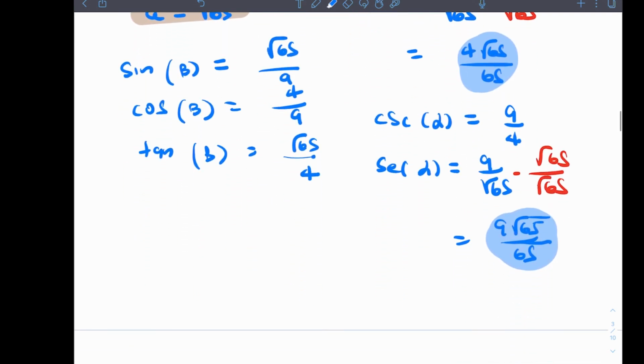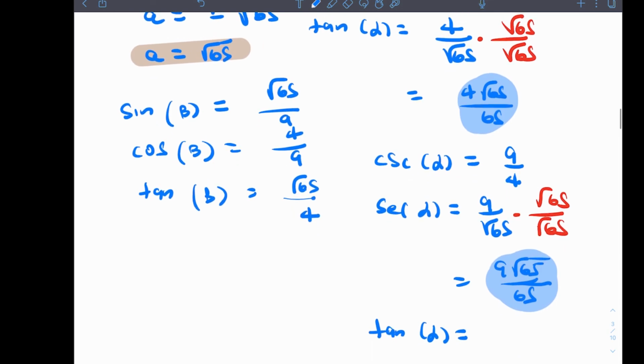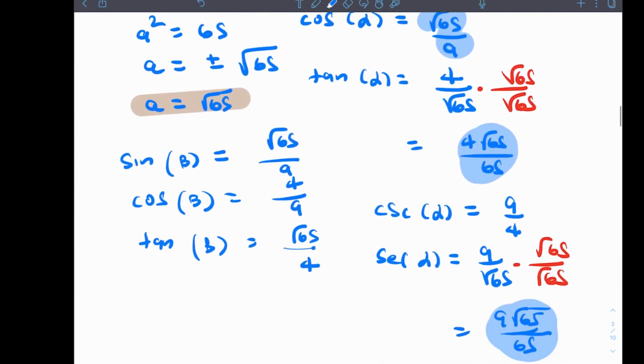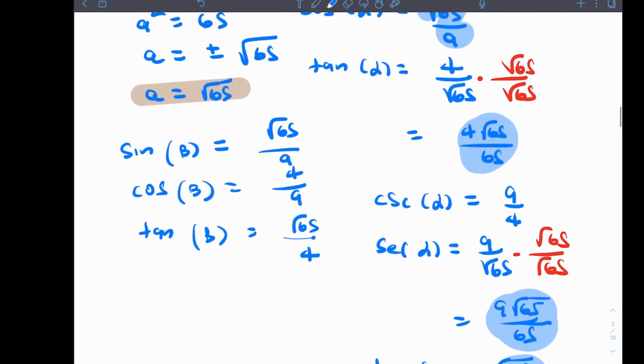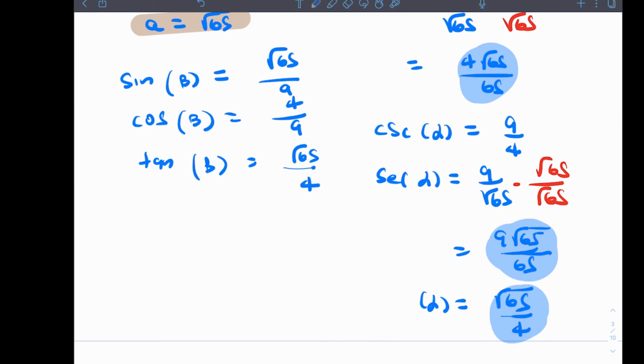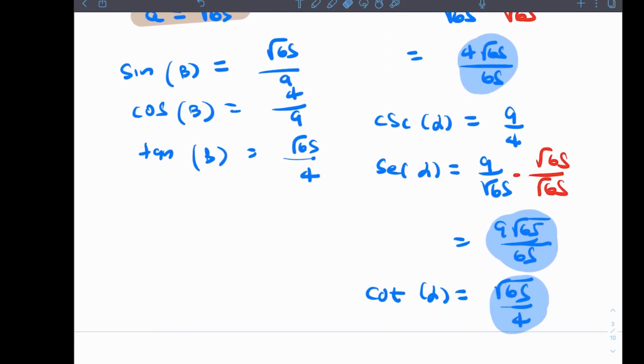Now, what about cotangent of alpha? Anybody know what cotangent of alpha is? You got 4 over the square root of 65 for tangent. What's that going to be? You flip that over. That's the square root of 65 over what? Over 4. Did I? Yeah, and I keep saying tangent, cotangent. Sorry. All right. There you guys go, ladies and gentlemen. That's how you get these trig ratios.